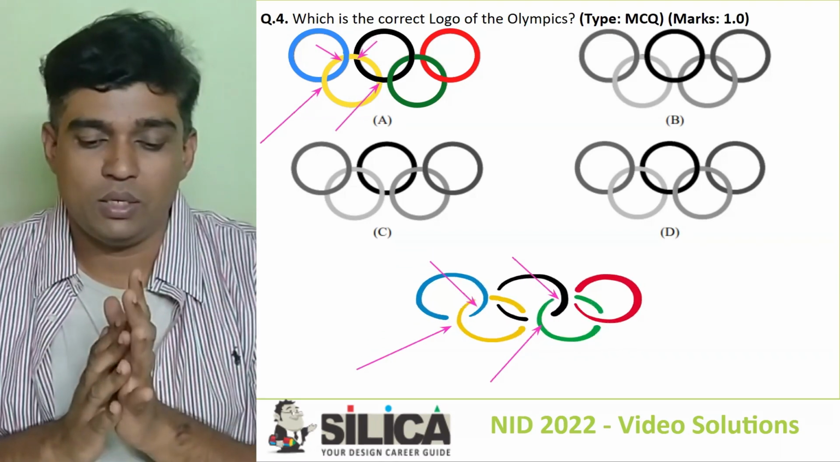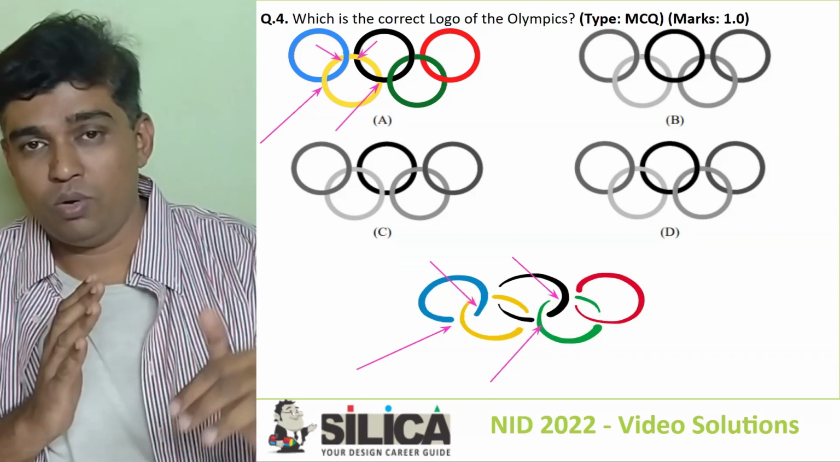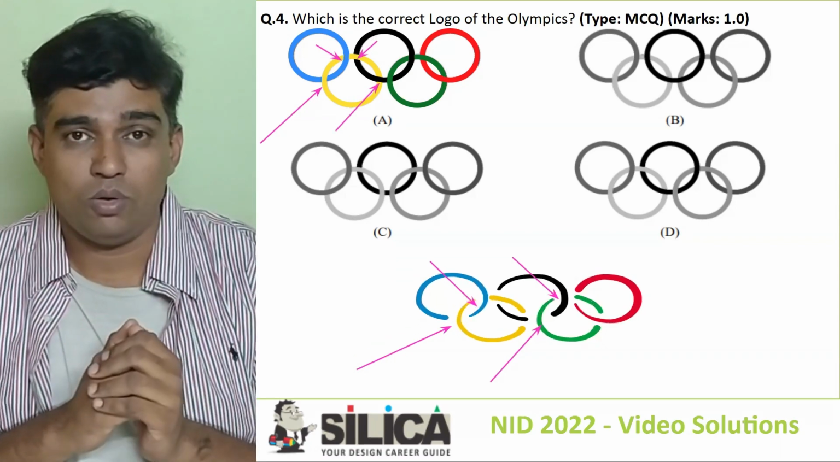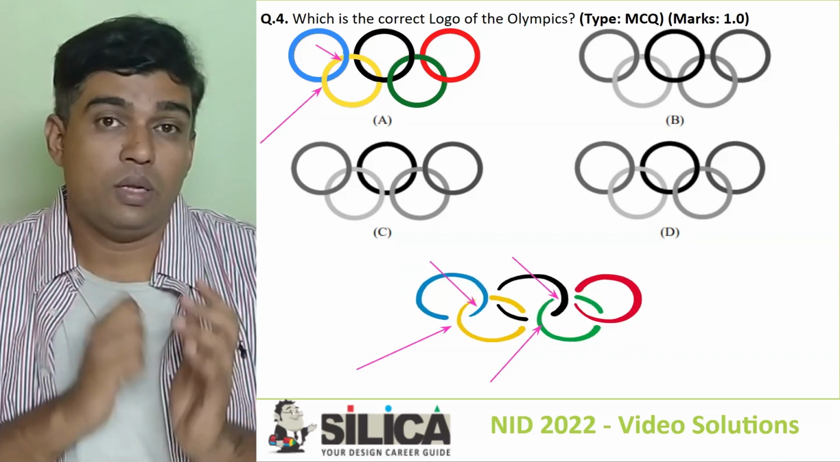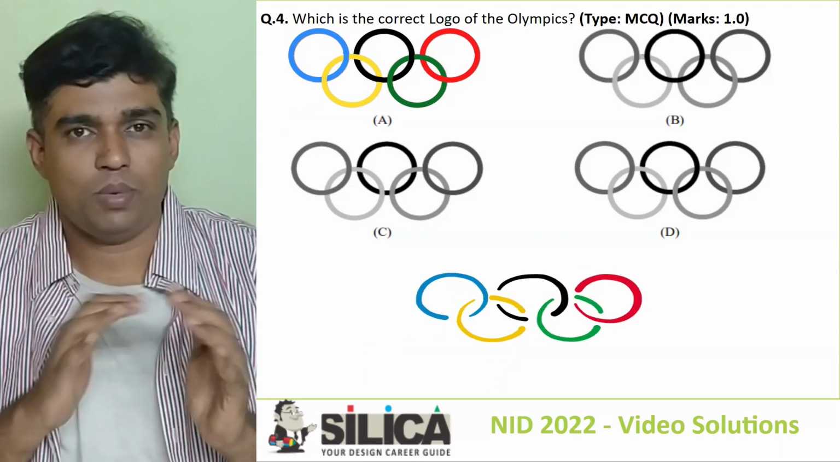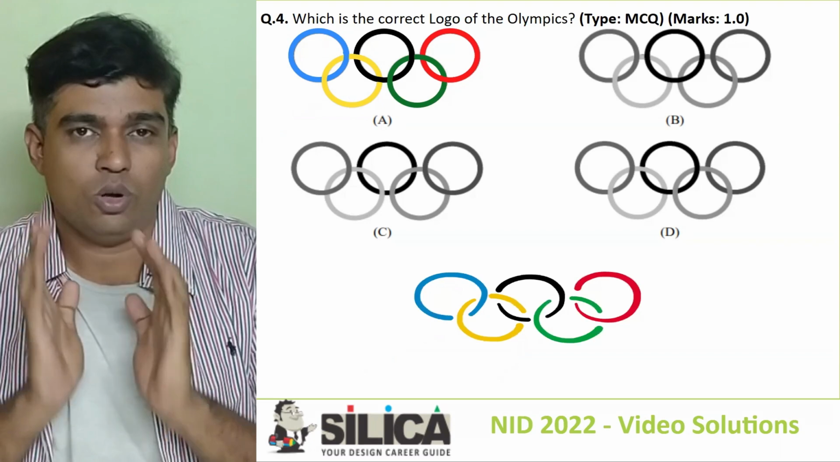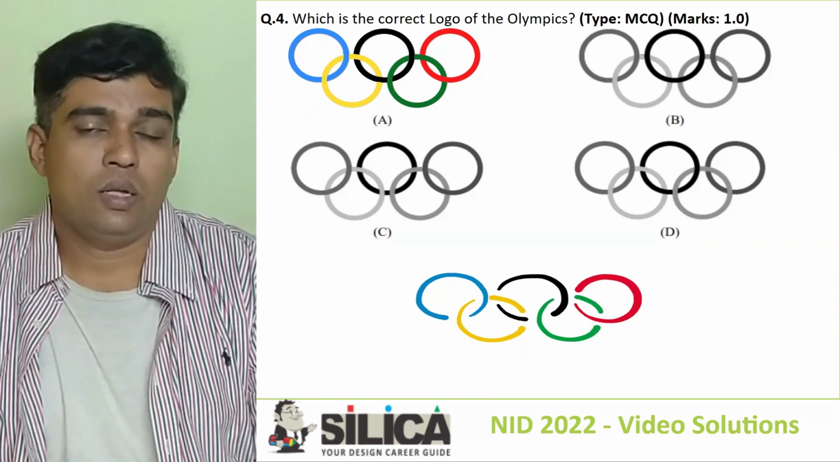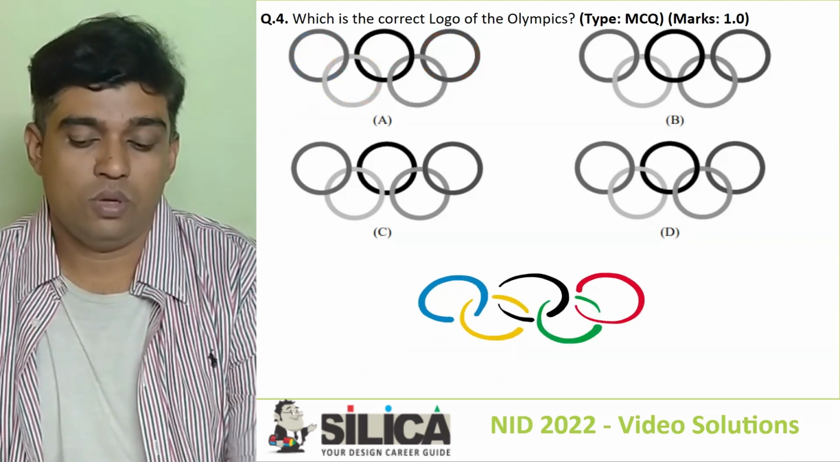So go clockwise. The yellow passes above the blue, then below it, and then above the black and then below it. Similarly, the green passes above the black and below, and then above the red and below. So it's up down and clockwise. So option A is definitely the correct answer for this.